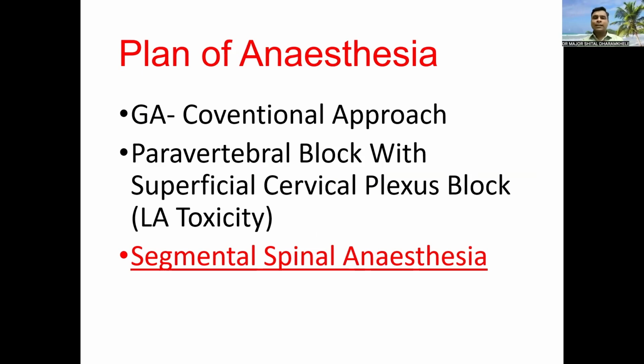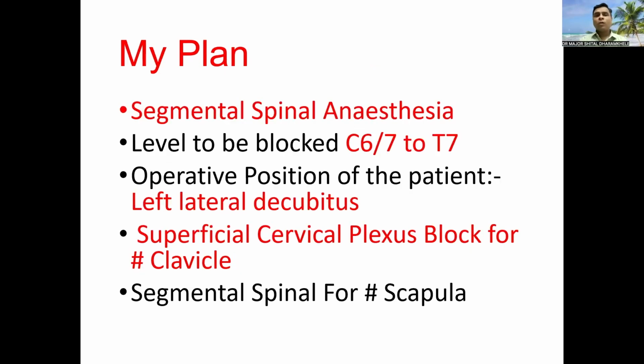Now, another option, a new approach we can call a novel approach, is segmental spinal anesthesia. My plan was to give this patient segmental spinal anesthesia for the fractured scapula, blocking the levels of C7 to T7 so that the scapula surgery can be done under block and anesthesia of these dermatomes, as well as a superficial cervical plexus block for the fractured clavicle. So we planned the segmental spinal for the fractured scapula and the superficial cervical plexus block for the fractured clavicle.